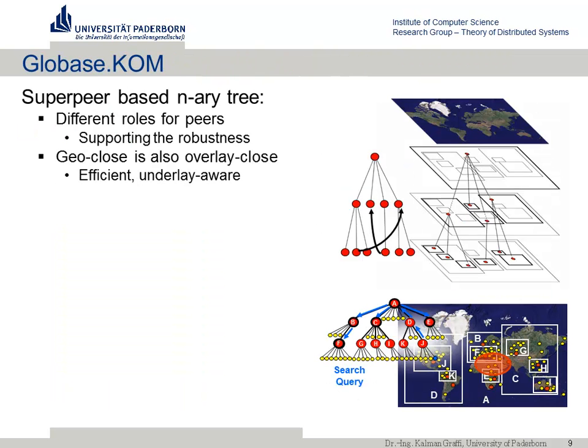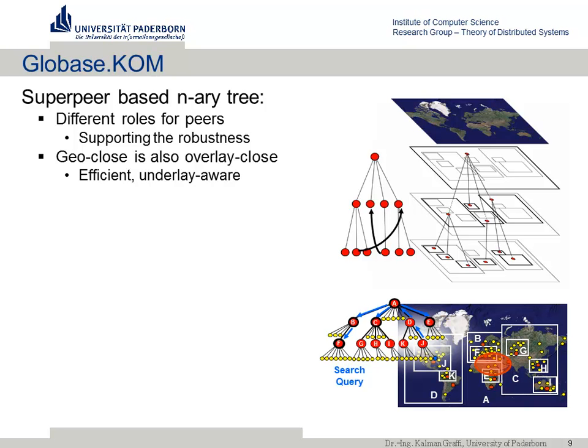And one example of how this is done is globase.com, and the main topology and structure, how the nodes are interlinked, is through a tree structure. So what you see here is a super peer based n-array tree. That means that every node has up to n children nodes, and we have different roles for the peers. As you can see, there are peers at the bottom which do not have any responsible peers below, and peers higher in the tree. So at least there's some differentiation of the roles.